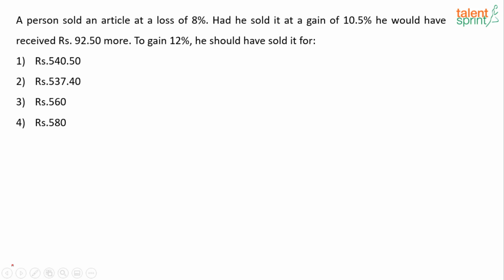Next question on your screens now. Try this. Profit and loss again. What does it say? A person sold an article at a loss of 8%. Had he sold it at a gain of 10.5%, he would have received 92.5 more. To gain 12%, he should have sold it for what value is the question.